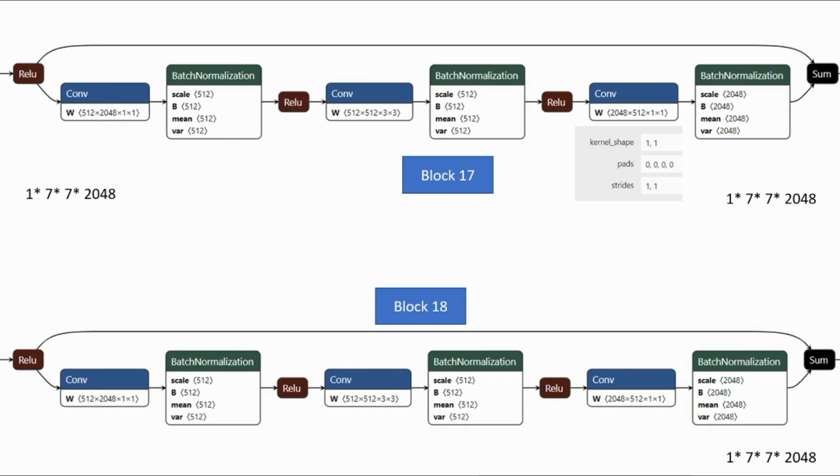Now you have block 17 and block 18 which are pretty much similar in shape since they have a skip connection. So there will be no shape change happening over here. Now after this block 18 you have the last layer or block 19.